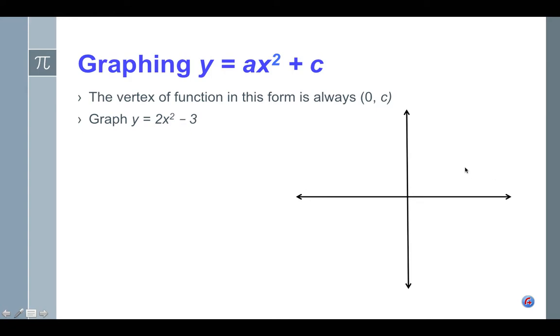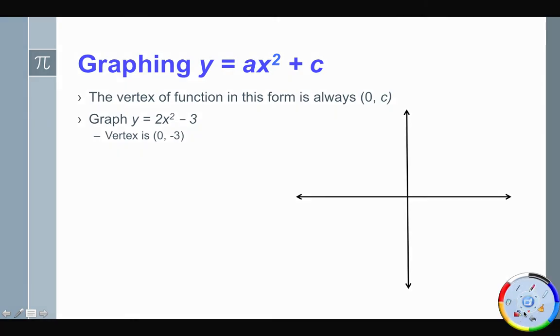So we get that value of c as our vertex. So if we were to look at this function, 2x squared minus 3, the first thing that it tells us is that our vertex is (0, -3). So if we were to graph that dot, let's put some numbers on here: -1, -2, -3. And if we were to plot that point, we would get (0, -3) as the vertex of our parabola.